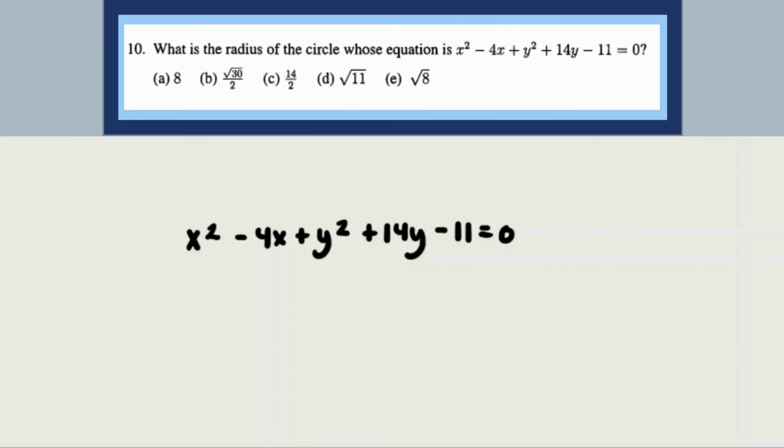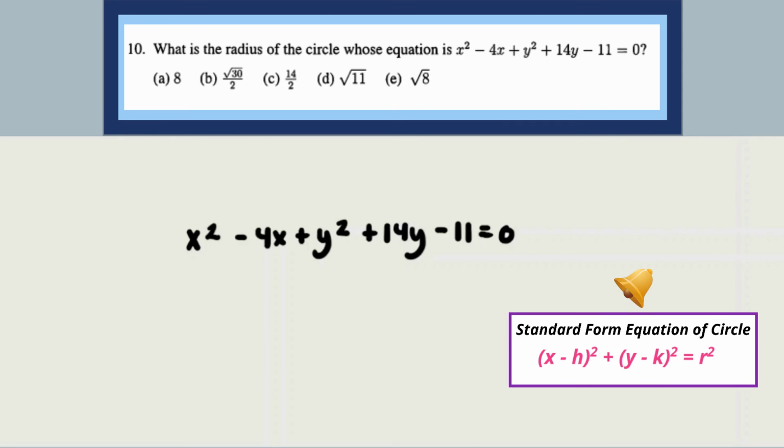Okay, so the first thing we want to do, as you see, is that our circle right now is in general form. This is the general equation of a circle. In order to find what the radius is, we have to get it into standard form. And in order to get general form to standard form, we're going to have to complete the square. The first thing I'm going to do is just add the 11 to the other side. That way we can just have the x's and y's.